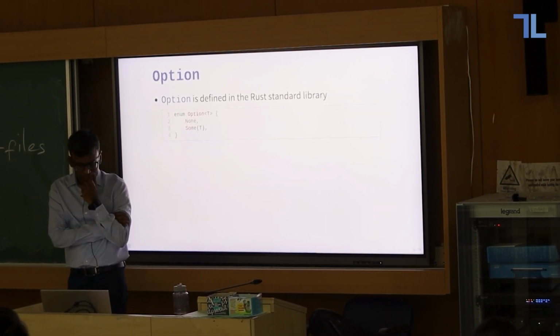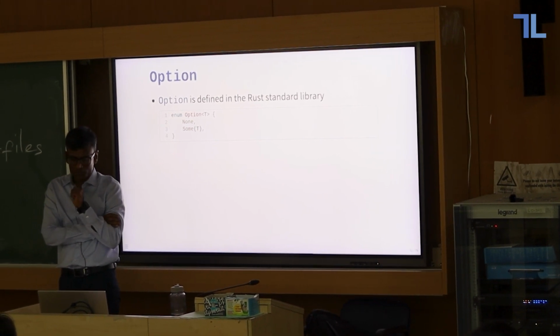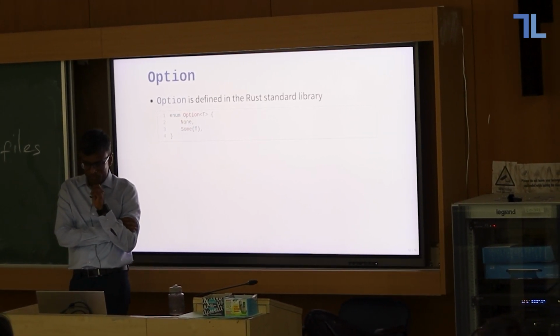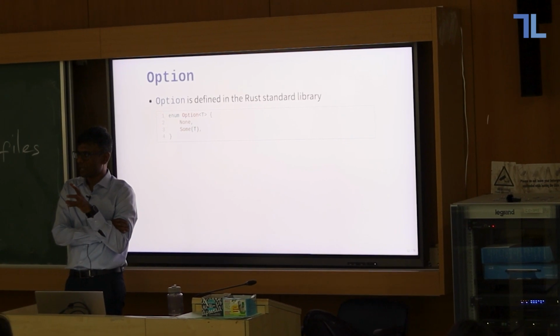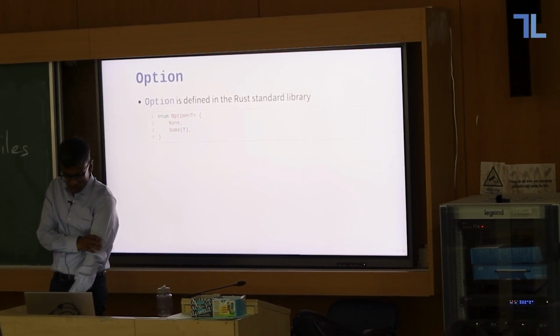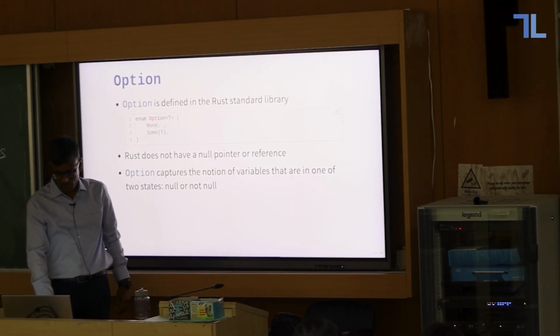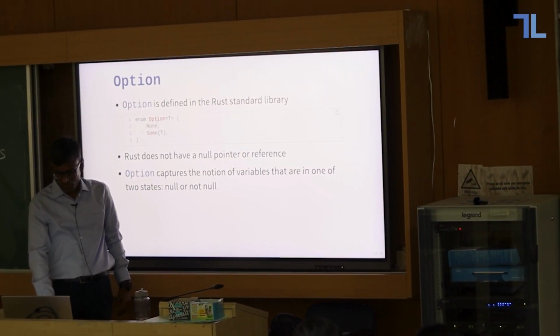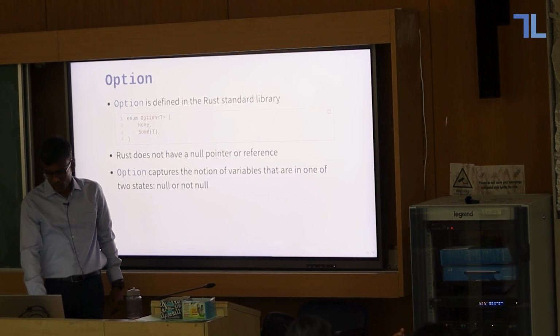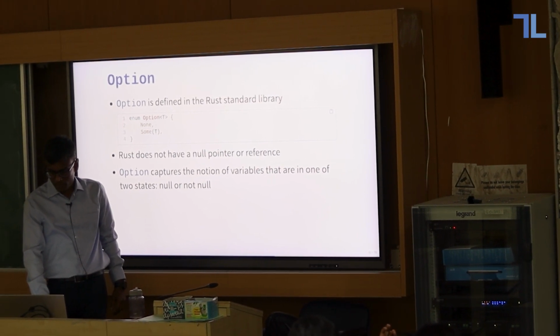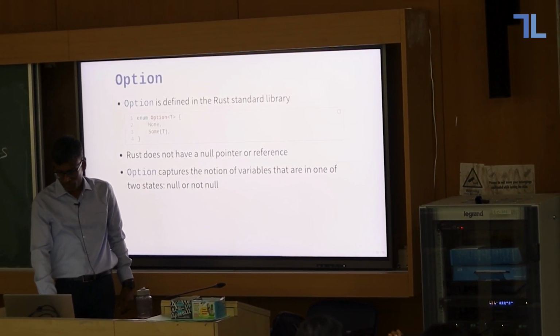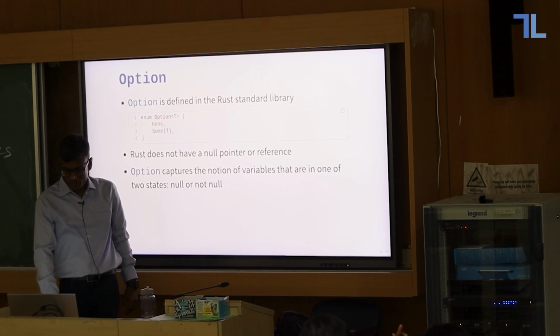So Rust doesn't have null pointers. So this option is a way to capture or model a value which can have either a null value or a not null value. It is a generic type, but it's an enum. Enums can hold data. So here it's saying that this option T means that either it's a null value, as in none, or it is some value.